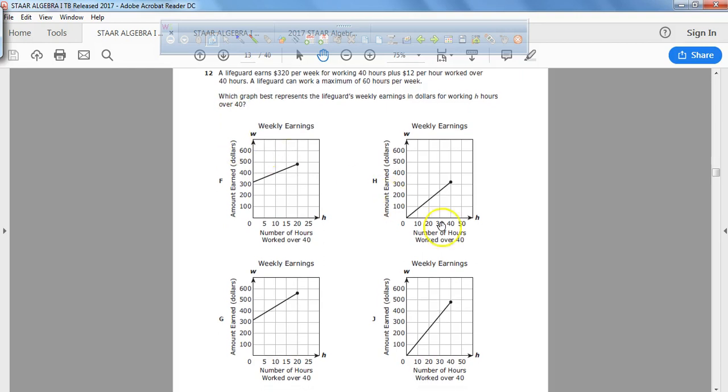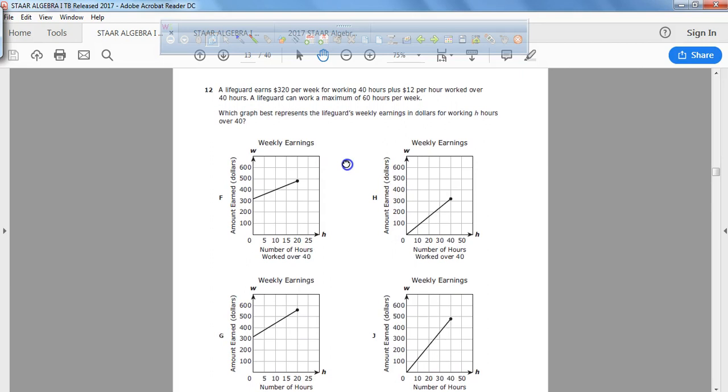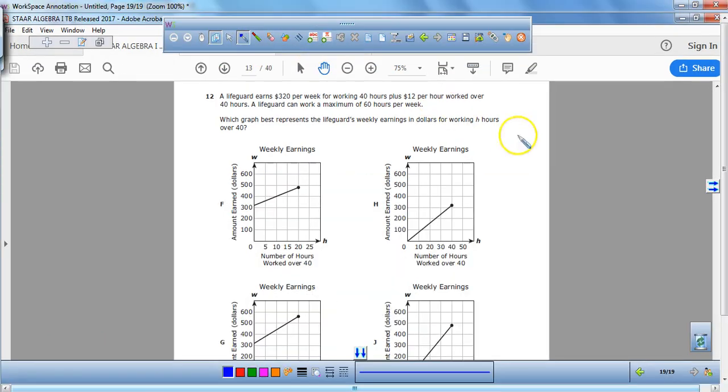So we got to figure out which one of these graphs matches this situation. So we're going to have to take a look at it, and we're going to write down what our function looks like. Okay, so what we're going to be looking at, we're going to be writing an equation. Okay, so right now we have H equals hours.